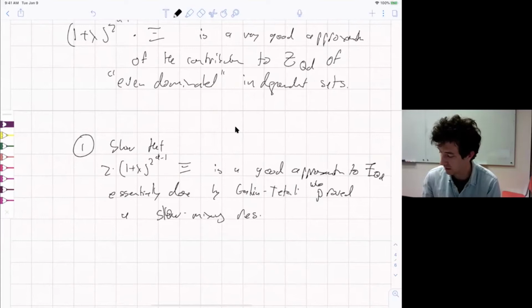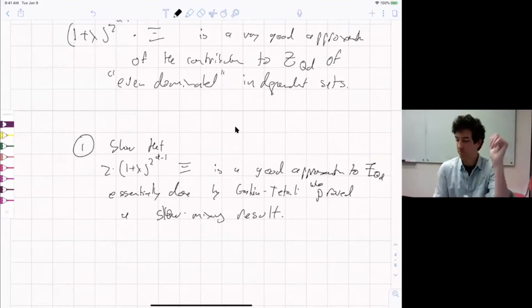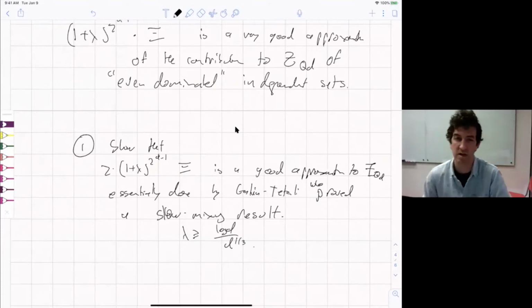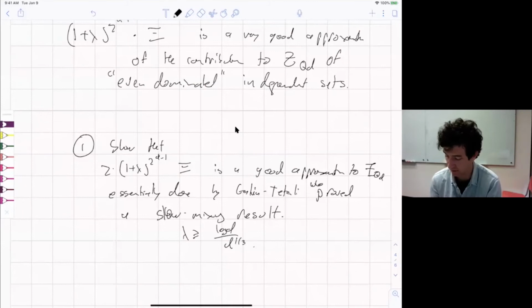So they proved a slow mixing result for a Markov chain for independent sets on the hypercube, and this result works for lambda at least (log d over d)^(1/3). So quite a big range of lambda. What they showed is that the state space of the hardcore model looks like this.